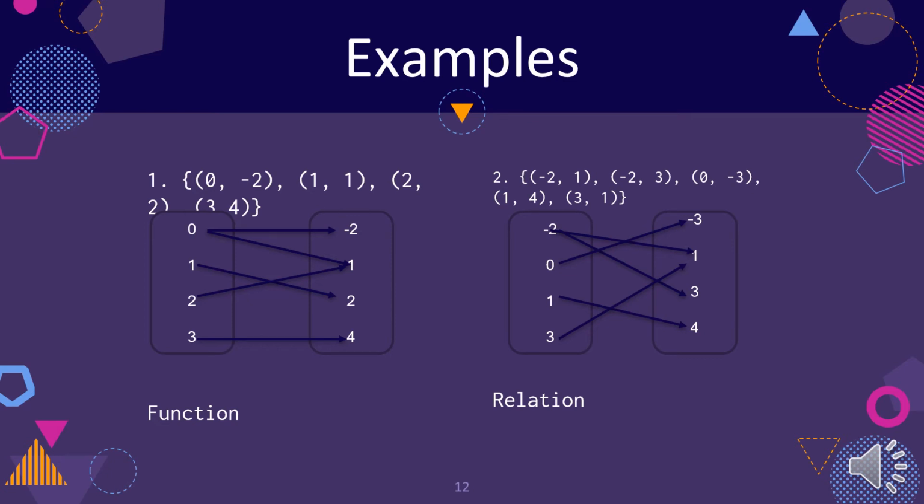Next, we have the second example. Negative 2 and 1, negative 2 and 3, 0 and negative 3, 1 and 4, 3 and 1. Just like the first example, we will just put the domain and the range vertically, then connect it to the other side. So, is this a function or a relation? Yes, it is a relation because the domain is repeating.